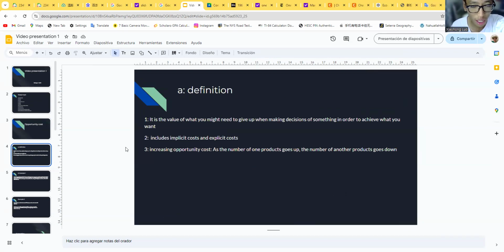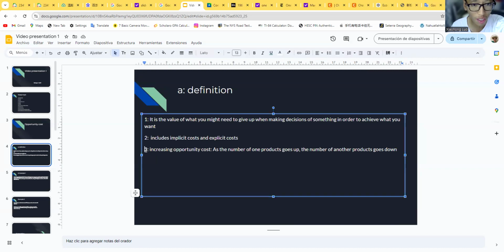And talking about opportunity costs, we might explain what increasing opportunity cost is. Increasing opportunity cost is when, as the quantity of one product goes up, the quantity of another product goes down.